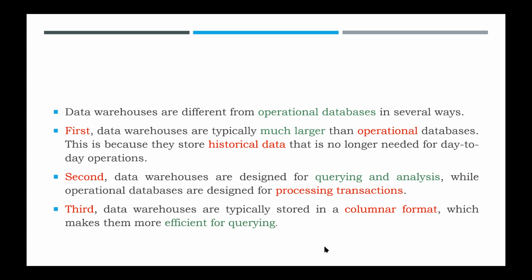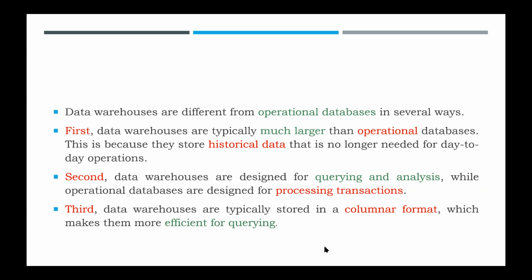Data warehouses are different from operational databases in several ways. The operational database handles day-to-day operations, like daily purchasing of items in a shop. First, data warehouses are typically much larger than operational databases. They have a huge amount of storage capability compared with the operational database. This is because they store the historical data, which no longer needs day-to-day operations.